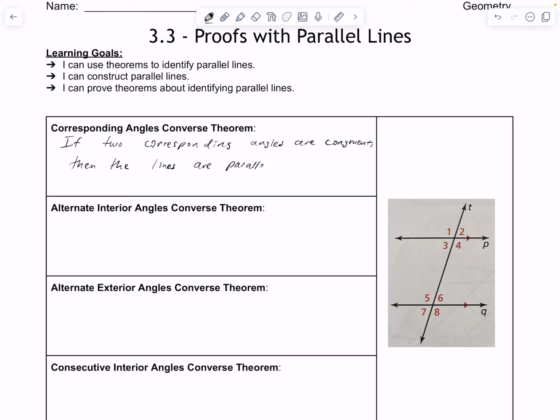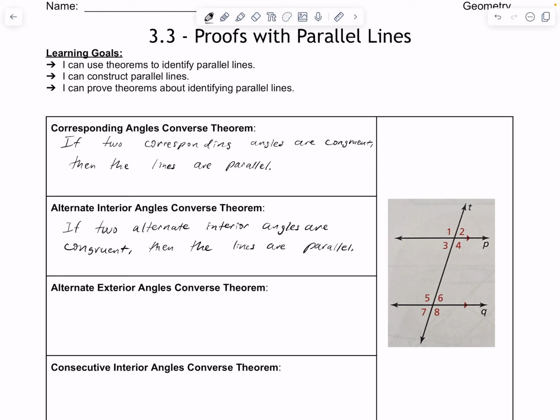All right, so as I mentioned earlier, we're just trading the position side, thinking about if P then Q, now is if Q then P. All right, so that's what that converse means. Alternate interior angles converse theorem. So similar to the one we just did, if two alternate interior angles are congruent, then the lines are parallel.